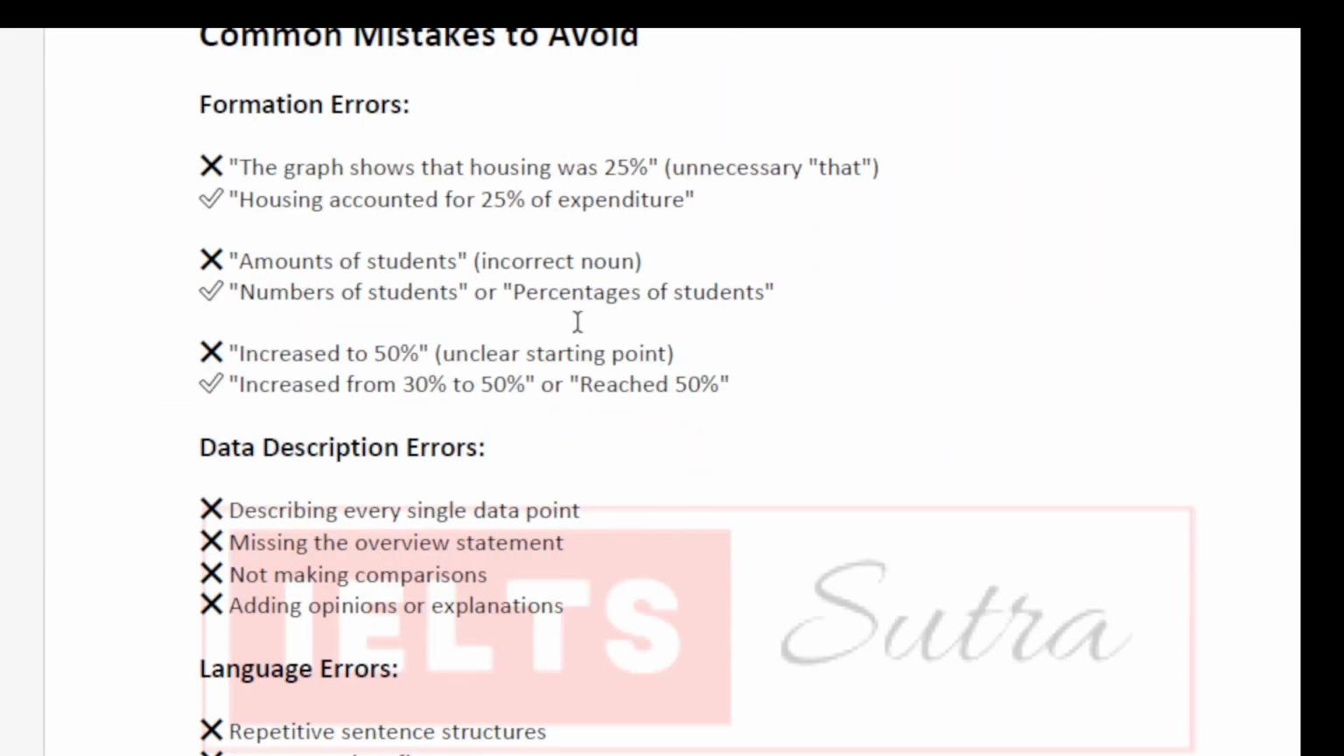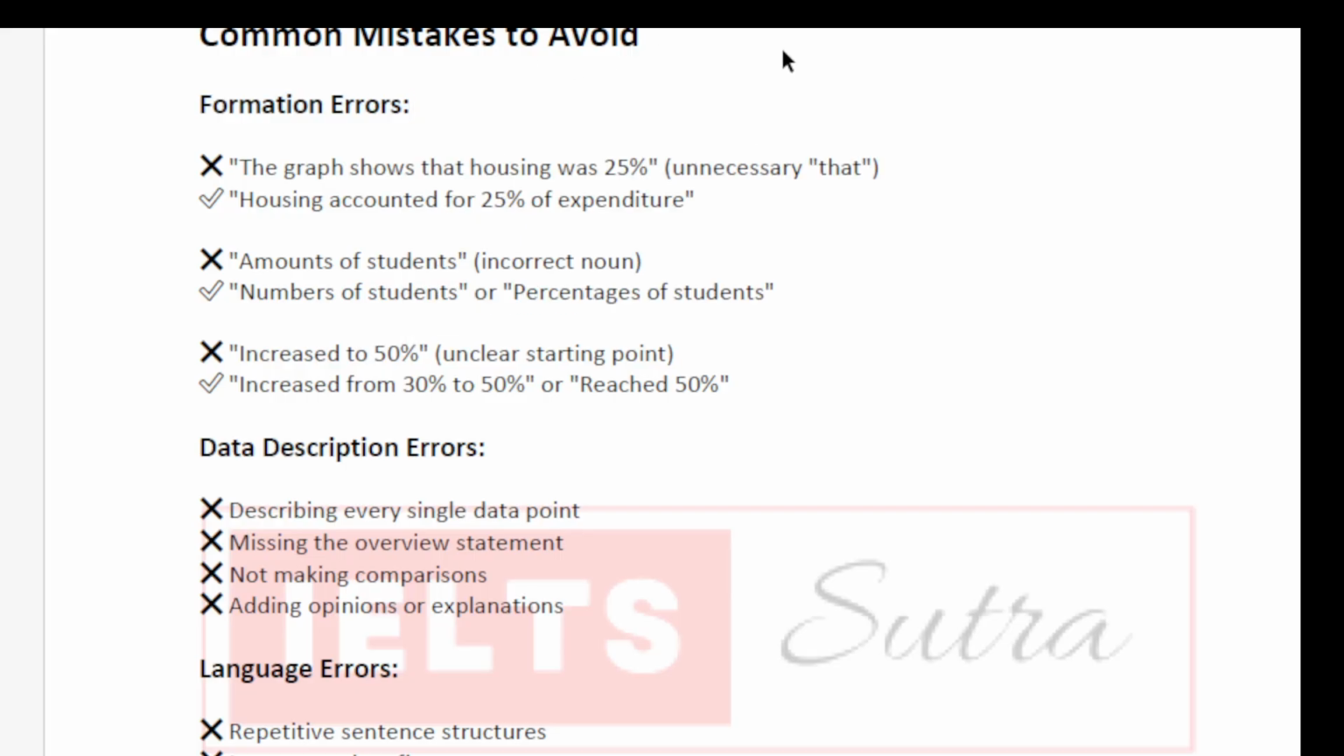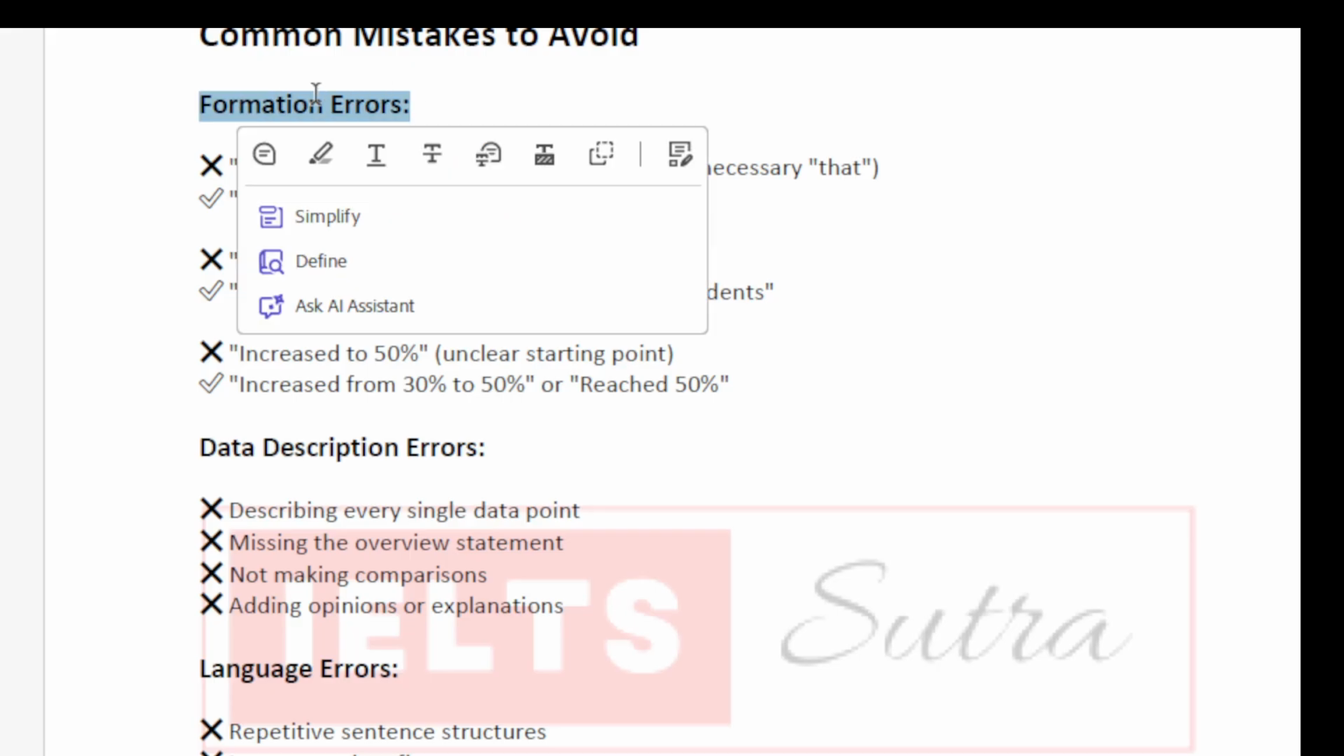So common mistakes that we have to avoid are basically that we have to make sure that all the formations are correctly mentioned. There's no error in the formation. For example, you should not write that the graph shows that housing was 20%. In this case, that is unnecessary, so you can just mention that housing accounted for 25% of expenditure. So make sure that there is no error in the formations.